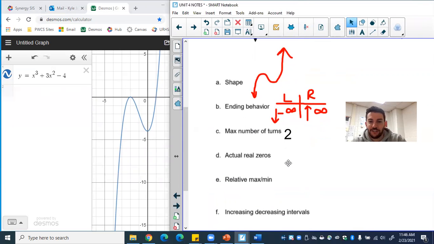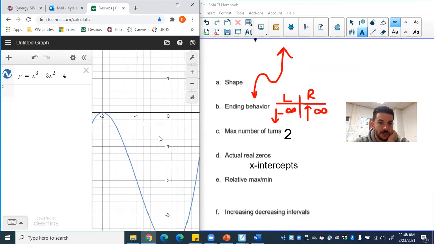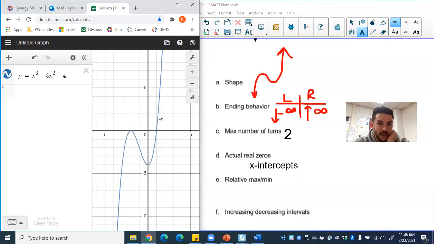Okay, actual real zeros. That might seem redundant, saying actual and real, but remember, imaginary numbers exist as well, and sometimes those wouldn't show up on the graph. But what we want to look for, again, is that zeros is another name for x-intercepts. So we want to look for the places where this curve touches the x-axis. That might require us in this case to zoom in a little bit, because this one gets very close. But the places where this curve touches the x-axis, Desmos is nice and highlights them for you. We see right here -2, 0 and 1, 0.